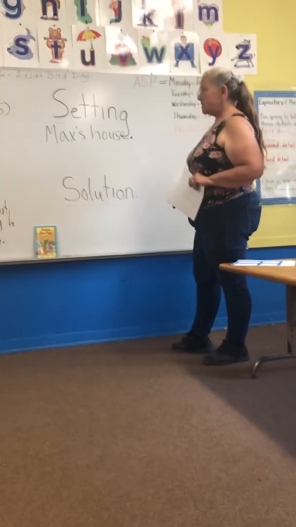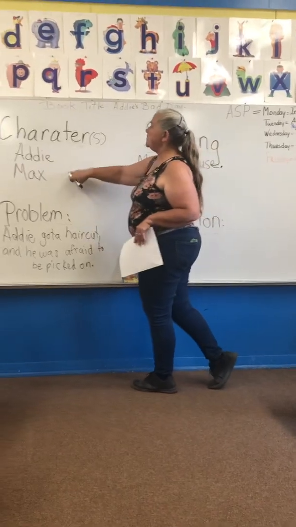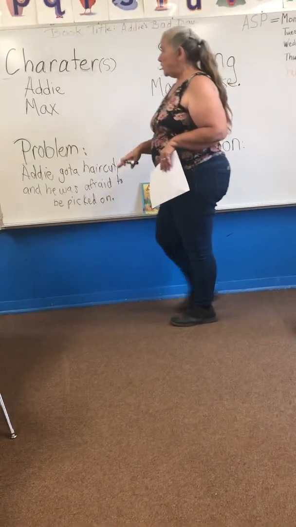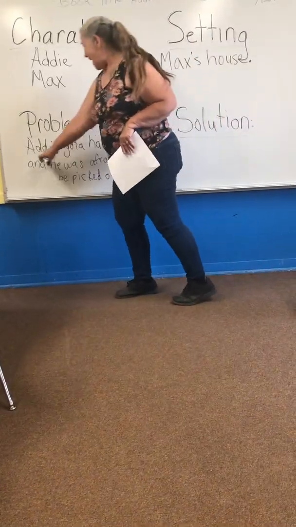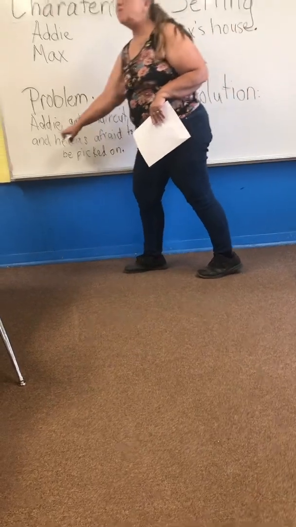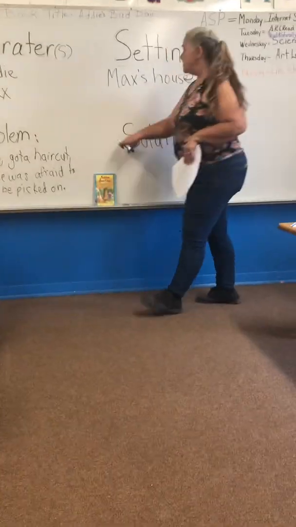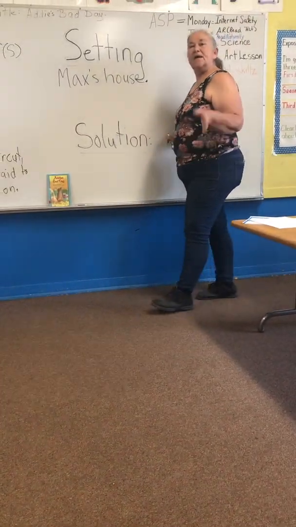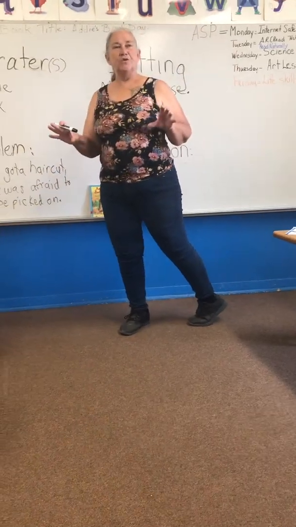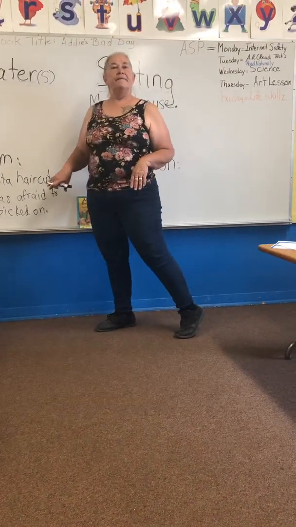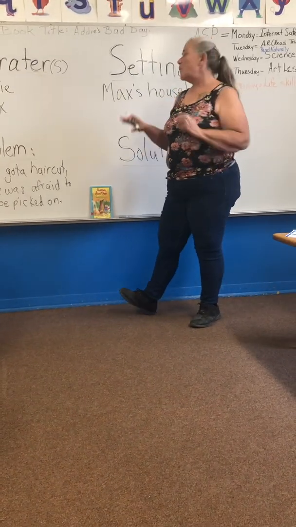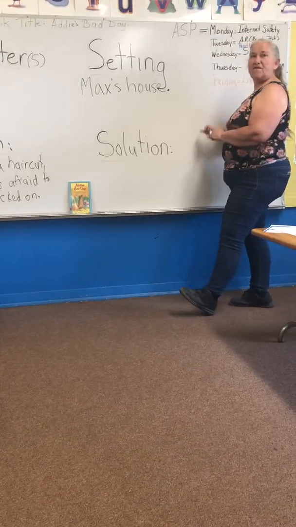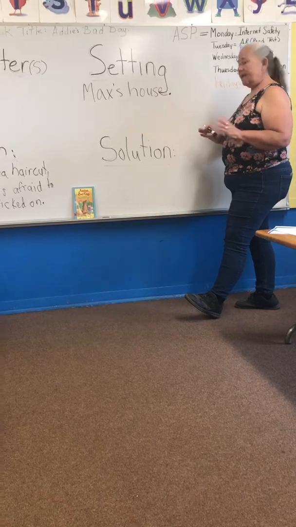So, now we have our characters, Addie and Max. We have our setting at Max's house. We have our problem. Addie got a haircut and he was afraid he was going to be picked on. So now we need our solution. The solution is, what did they do to solve the problem? Not what would you do to solve the problem, but what did the characters of the book do to solve our problem? Anybody?